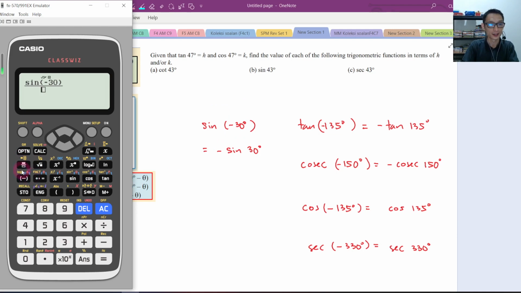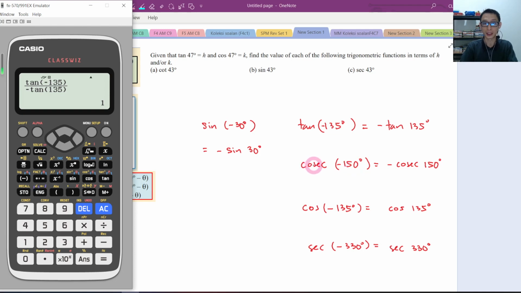Negative sine 30 degree is equal to 1. How about tangent? Tangent negative 135 degree divided by negative tangent 135 degree. We change the angle to positive and we add a negative sign in front of it, equal to 1. So how about this one?